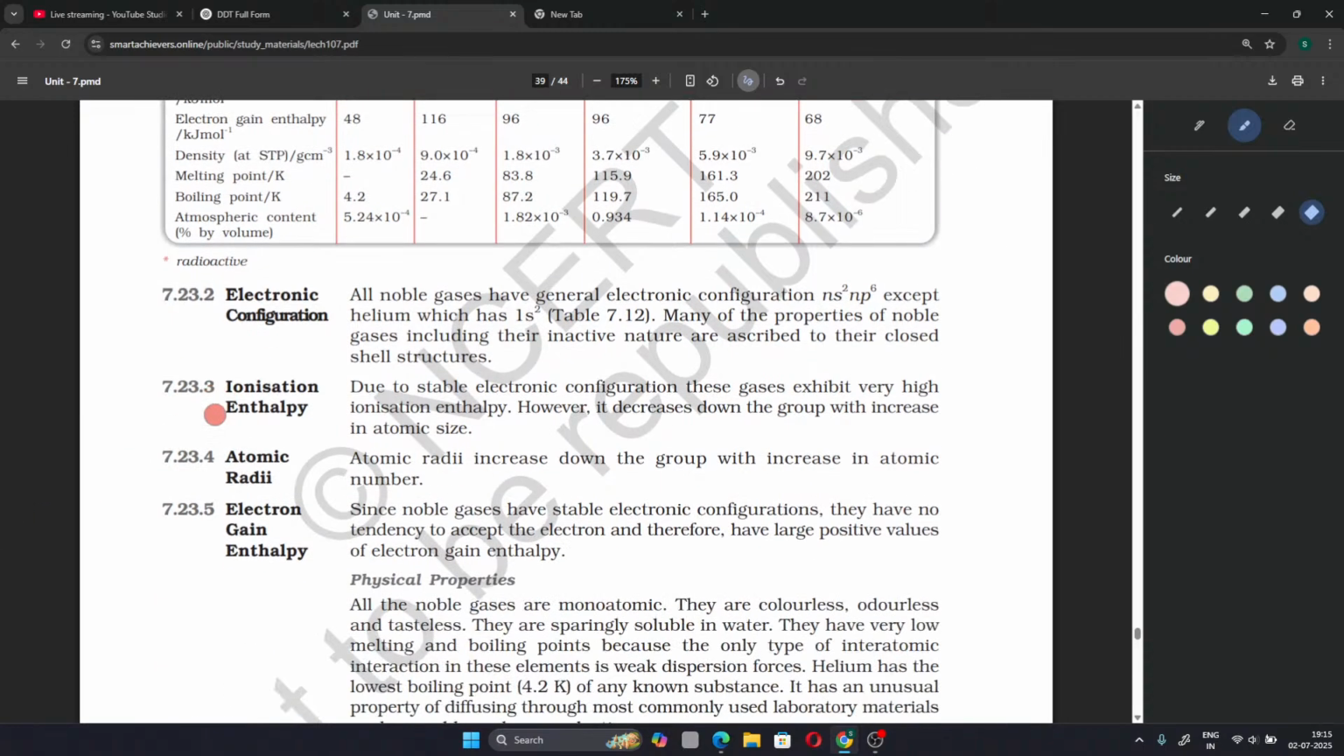And the basic properties, electronic configuration. All the noble gases have general electronic configuration of ns2 np6, except helium, which has 1s2. Many of the properties of noble gases, including their inactive nature, are ascribed to their closed shell structures. Ionization enthalpy: due to stable electronic configuration, these gases exhibit very high ionization enthalpy. However, it decreases down the group with increase in atomic size. Atomic radius increases down the group, as it should, with increase in atomic number.